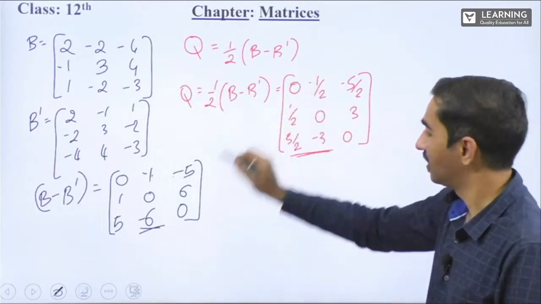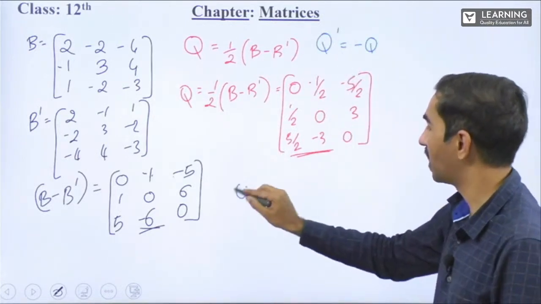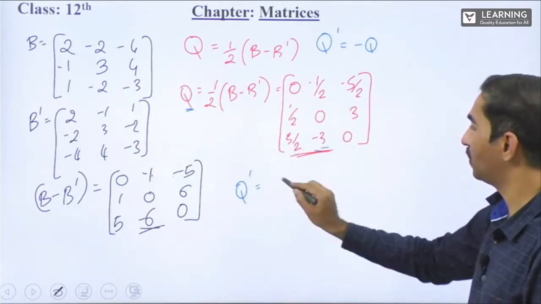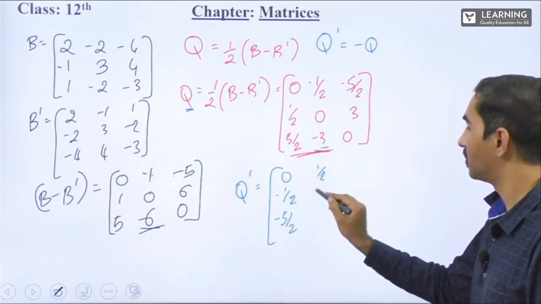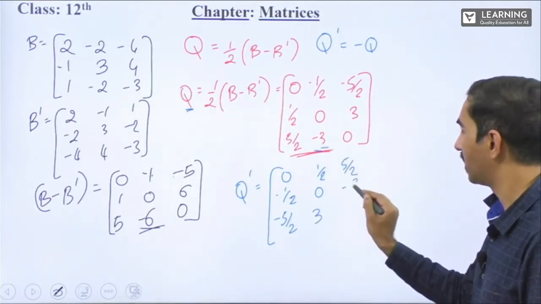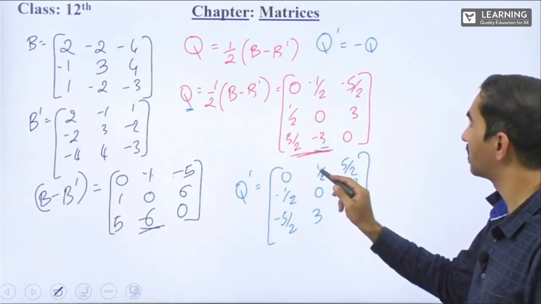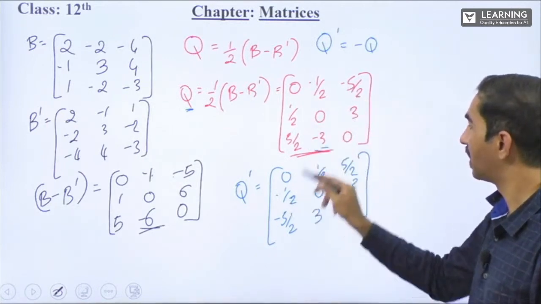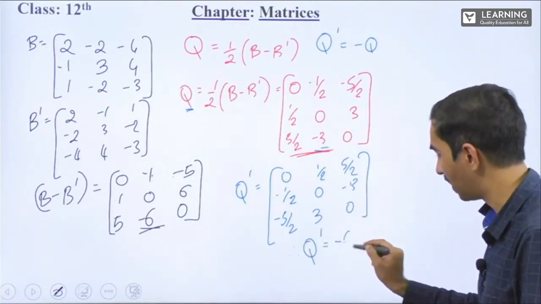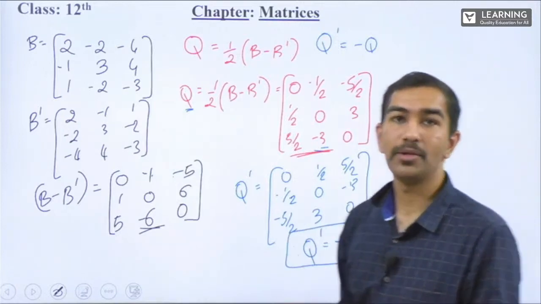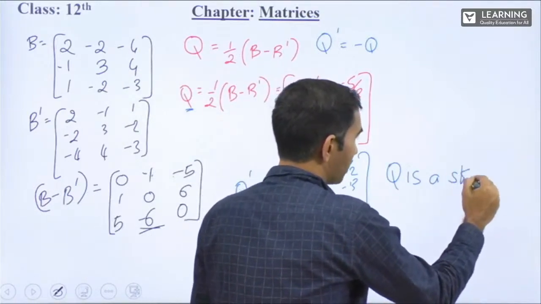To check, what is the condition? The condition is given like this, right? The condition is Q dash is equal to minus of Q. Let us find out what Q dash is. So this is Q, students, correct? What is Q dash? Q dash will be 0, minus 1 by 2, minus 5 by 2; 1 by 2, 0, 3; 5 by 2, minus 3 and 0. Is Q dash equal to minus of Q? So minus into minus is becoming plus. Minus of minus 5 by 2 is plus again. Minus as it is, minus 3. Minus 5 by 2, minus 3. So therefore what can we write? Q dash is equal to minus of Q. Now if Q dash is equal to minus of Q, then what is Q called? Yes, that is correct. Q is a skew symmetric matrix.